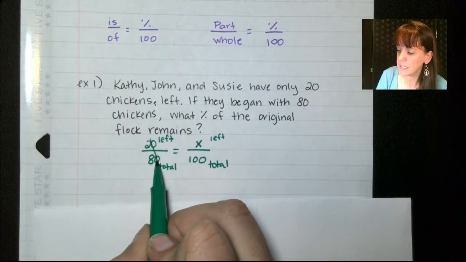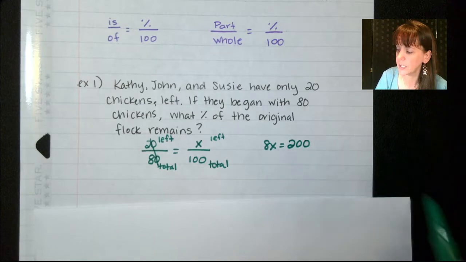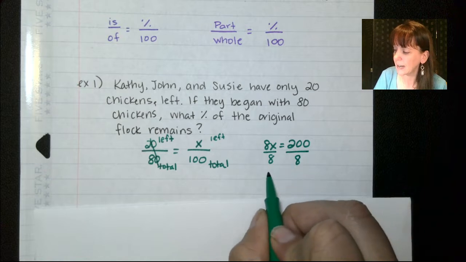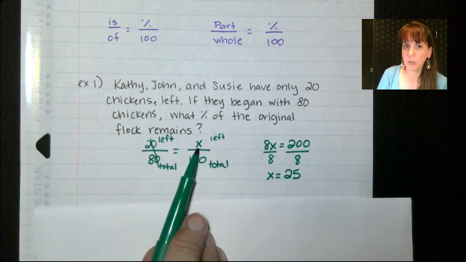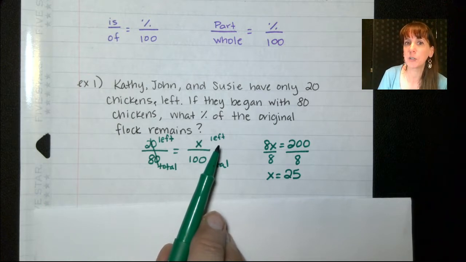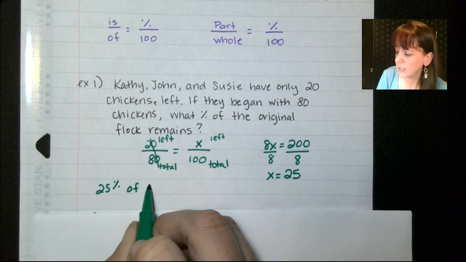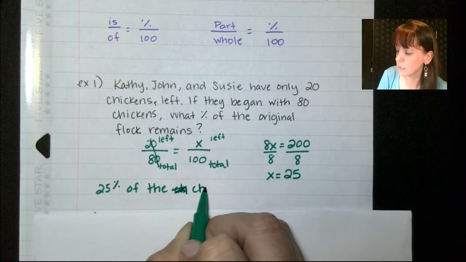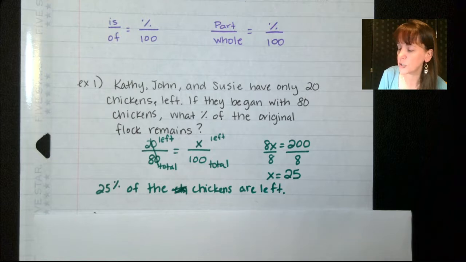When we have fraction equals fraction, it's great because we can cross multiply. So I'm going to lob off my zeros first here, and we get 8x equals 200. Now, if I divide by 8, I get x equals 25. So what that means is, remember, our x is the percent that we were looking for that is left. So they have 25% of the chickens left.